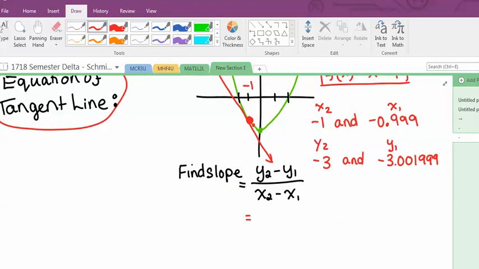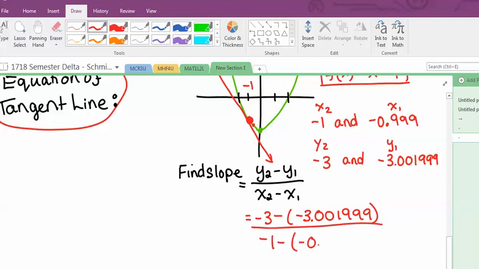Okay, so those are my points. So now I'm just going to put them into my equation. So negative 3 minus negative 3.001999 by negative 1 minus negative 0.999. So I'm just finding the slope.